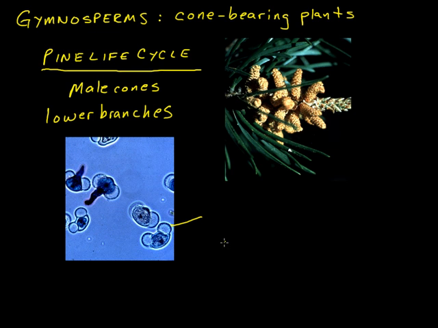So upon reaching a female cone, the pollen grain will germinate, as these two already have done, and it produces a pollen tube. Okay, sound familiar? Very similar to the pollen grains in angiosperms. And this tube is going to grow in the direction of the ovules, or the egg cells, that are found in a female cone.